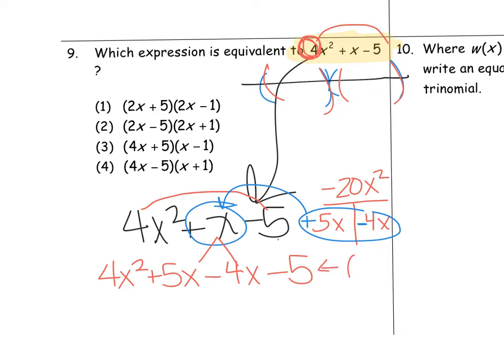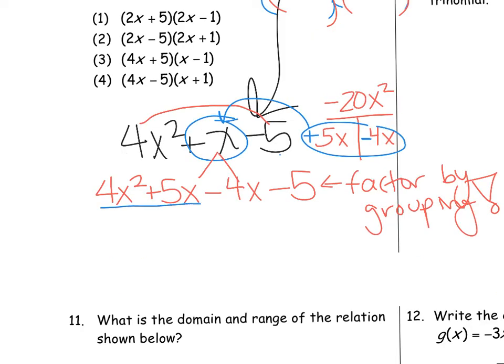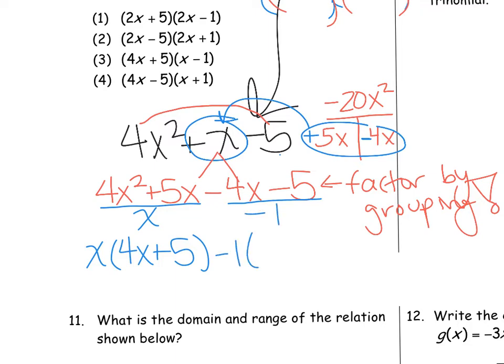I can factor by what? By grouping. Good. I can factor this by grouping. I'm going to take out the GCF of the first 2 terms, and I'm going to take the GCF out of the second 2 terms. The first 2 terms both share an x, so when I factor out the x, what I'll have left is 4x plus 5. When I take out the negative 1 from the second 2 terms, I should be left with 4x plus 5. If I'm not, something is wrong, and it checks out.